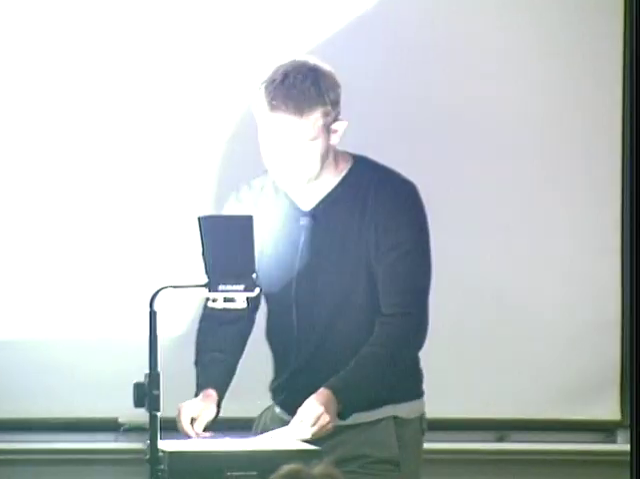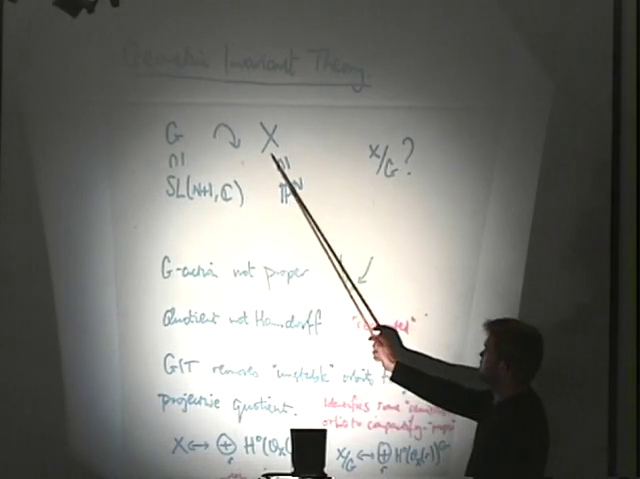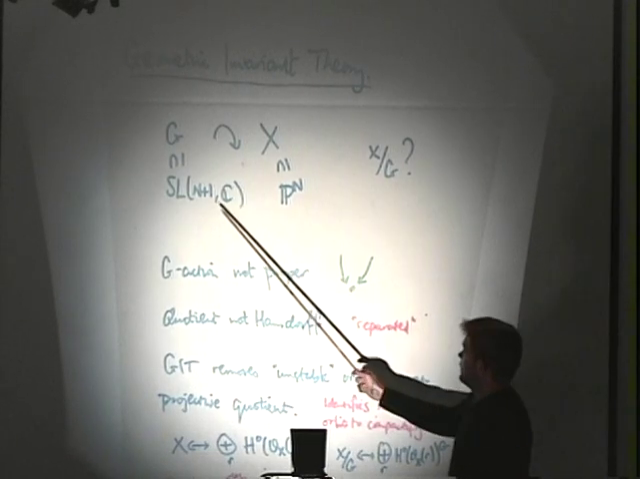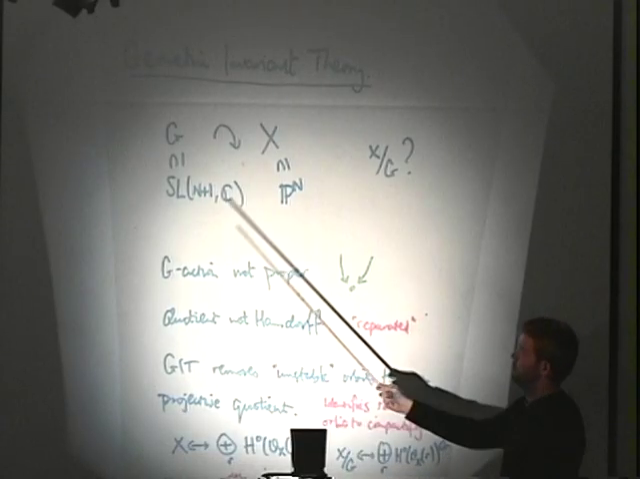Okay, so I want to talk about geometric invariant theory. This is the algebro-geometric way of taking quotients. So suppose you have a situation where you have a group, a reductive group, acting on a projective algebraic variety. This is an algebraic group. In particular, it would be non-compact.